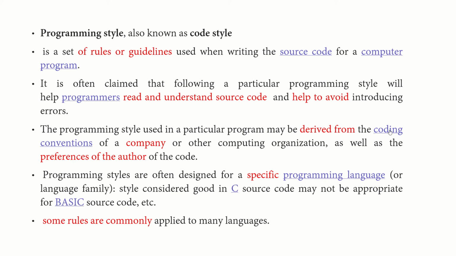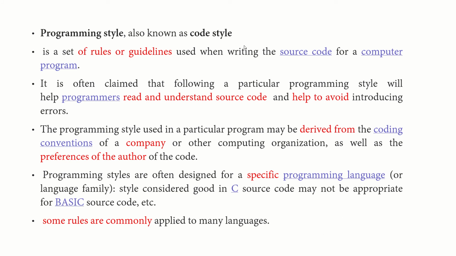You know that there are different programming languages, like C, C++, Java, Python, etc. Each programming language will have its own style. So if you are using a programming style which is used for C, we cannot use it for another programming language like BASIC. So programming style completely depends on the corresponding language. But certain types of rules can be commonly applied to most of the programming languages. That is the main point which we explain here.